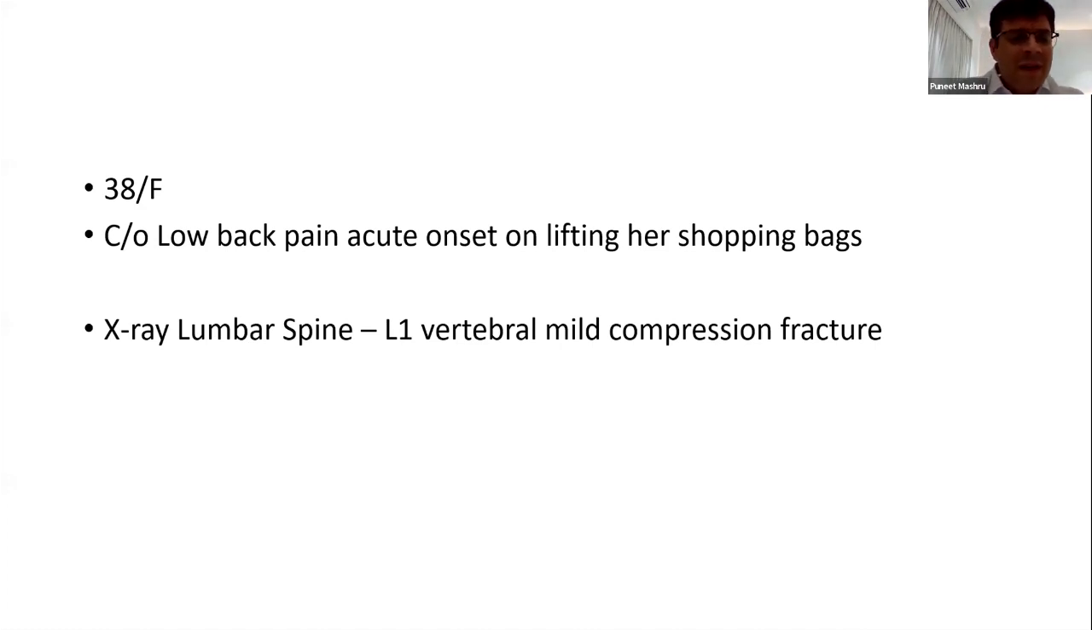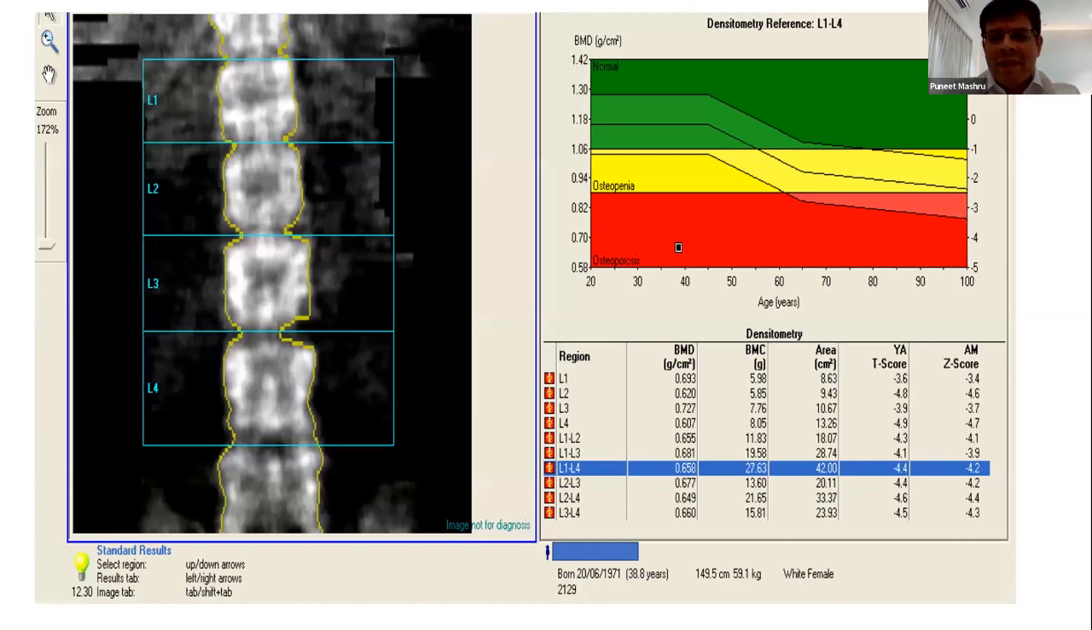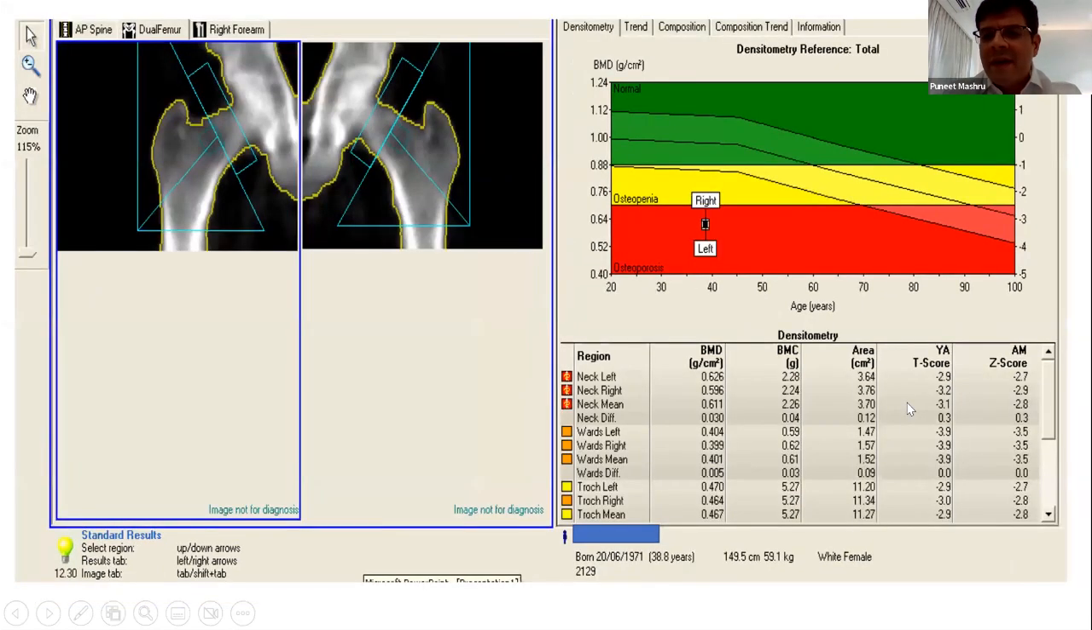I'll give another example. A 38-year-old female was lifting a bag and had a vertebral fracture and was advised a DXA scan by a spine surgeon. Here you can see the BMD values, the Z scores are very low. And she has an L1 fracture. If you see the serial Z scores or the T scores, there is more than one standard deviation difference. That tells you something is abnormal with the L1 vertebra. She had a fracture. Again, it's low.